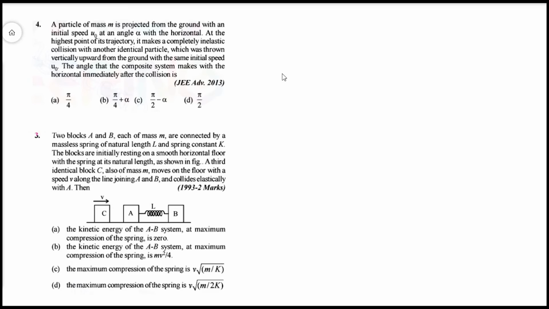So I'll try to explain it in the form of a diagram. It's given that there is one particle, thrown with a speed u naught at an angle of alpha, and at the highest point of its trajectory, the trajectory is going to be something like this, it's moving horizontally, and it makes a completely inelastic collision with another particle which was thrown vertically upwards from the ground. So at this point the collision is happening, that means the other one was thrown just below it, at a speed of u0.